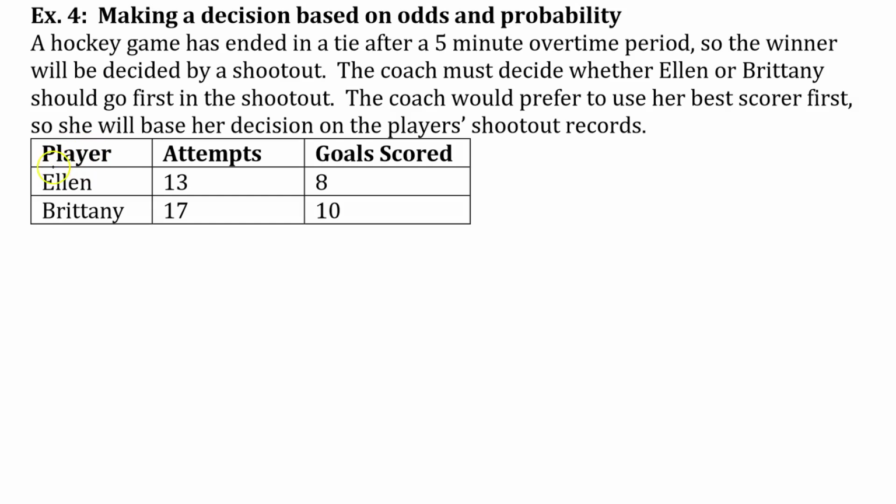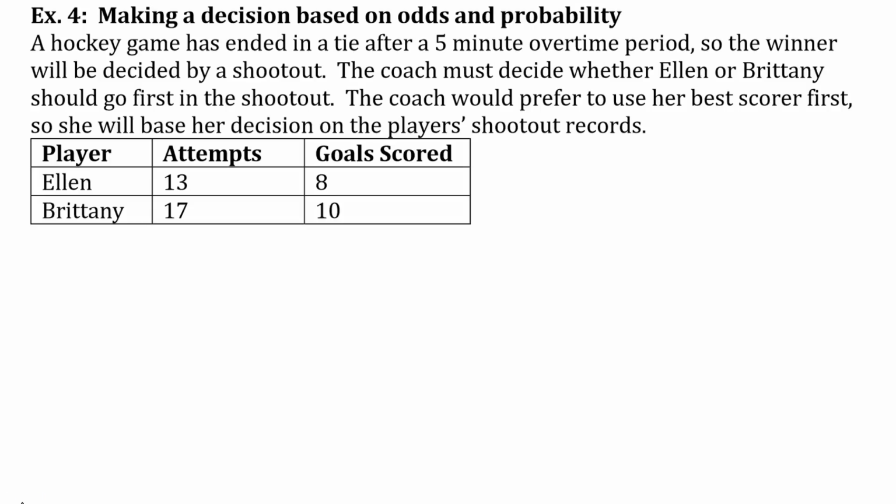So, Ellen, out of 13 attempts on goal, she scored 8. And Brittany, out of 17 attempts on goal, she scored 10. So this one for me is easiest when we consider the probability of scoring a goal. You can use odds, but what I like so much about using probability is it forces us to have the same denominator so we can actually compare.